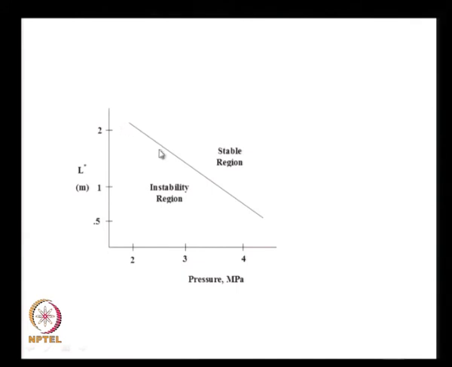This plot is fairly linear for most of the cases, and we say, well, this is the instability region, this is the stable region. This boundary in the plot of L star versus pressure gives me the boundary between stable operation and unstable operation for L star oscillations.